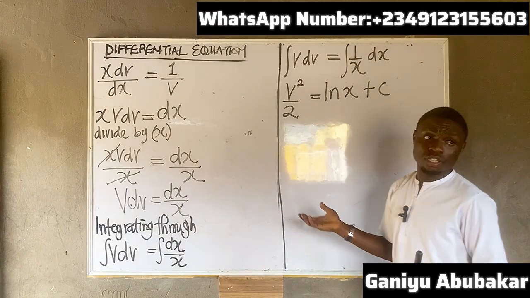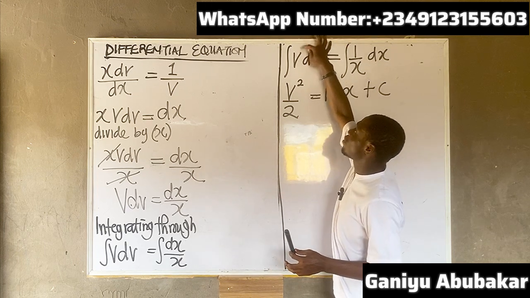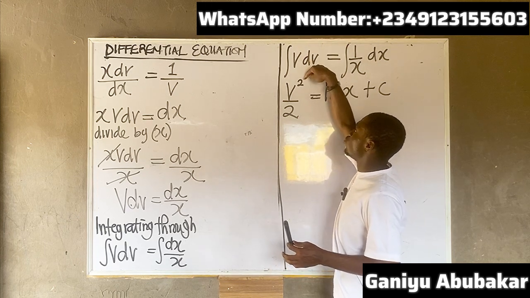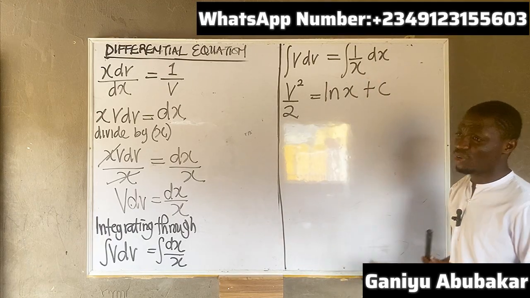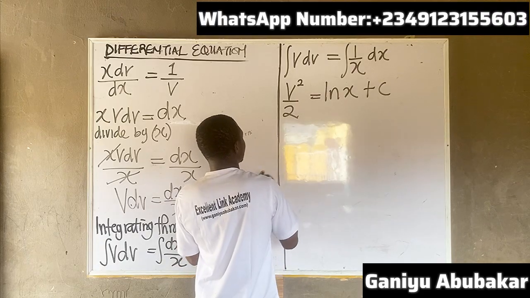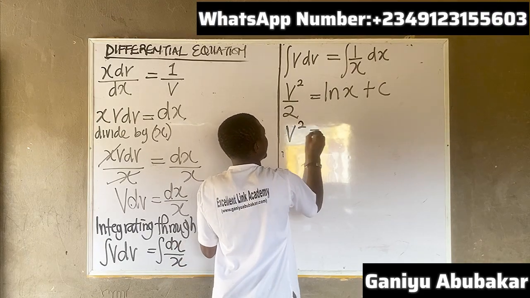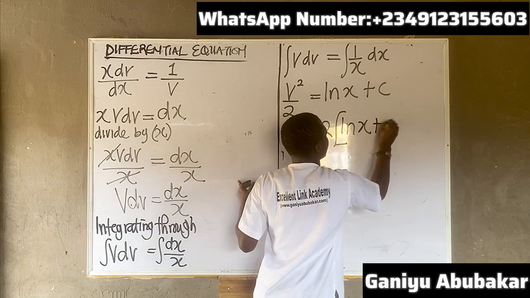All right. As simple as we said, add, there's a 1 here already. So I said add 1 to the power. 1 plus 1 gives you 2. This 2 comes down here. If I integrate 1 over x, that gives you ln x plus c. Next task, take this 2 here. That gives you v squared equals 2 into ln x plus c.